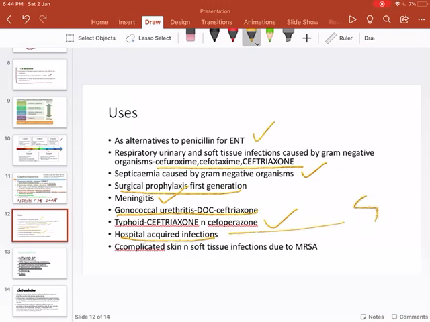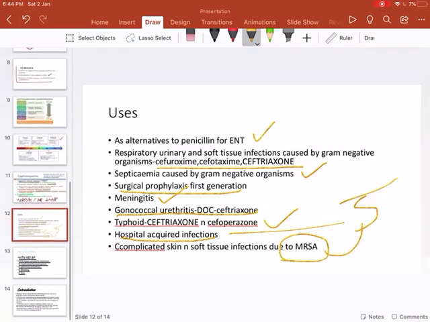Next, for hospital-acquired infections, I have already told you, 5th generation cephalosporins. And for complicated skin and soft tissue infections by MRSA, here also it is by 5th generation cephalosporins.